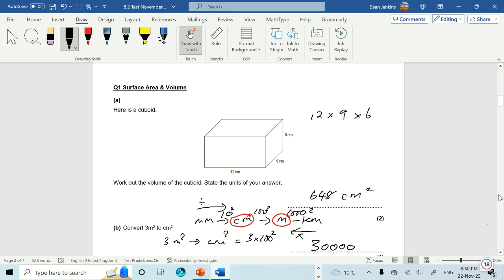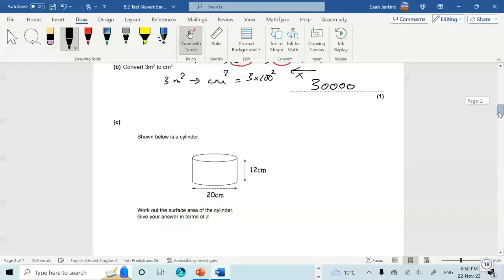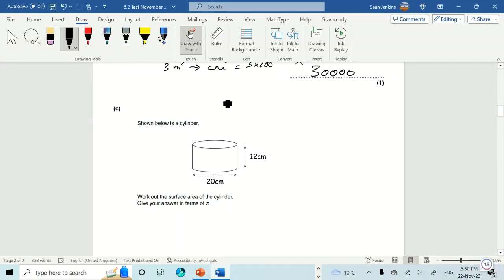So let's move on down the paper and see what we're going to come up with next. Shown below is a cylinder. Work out the surface area of the cylinder. Give your answer in terms of pi. Well, the surface area of a cylinder is given by a formula, which is 2 pi r squared plus 2 pi r h. Where does it come from?